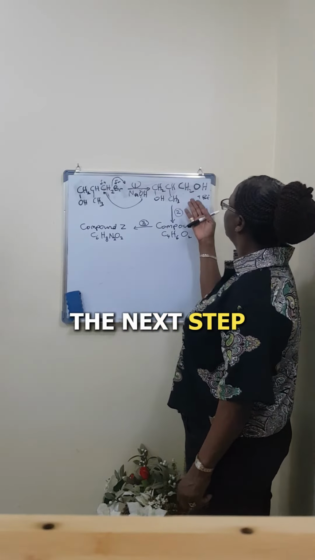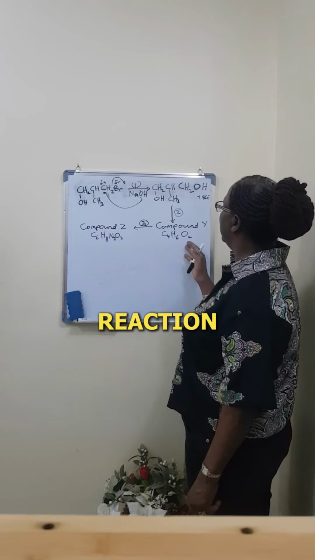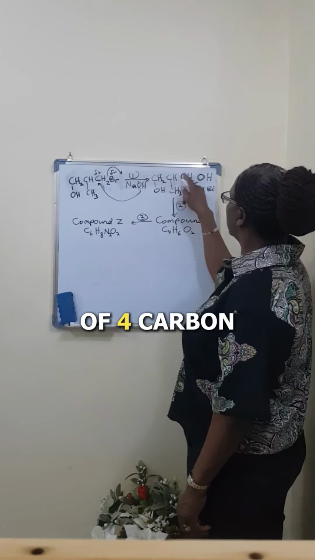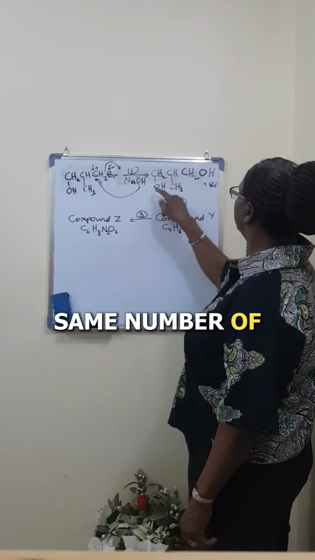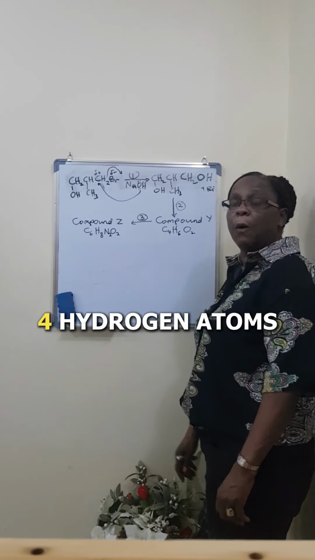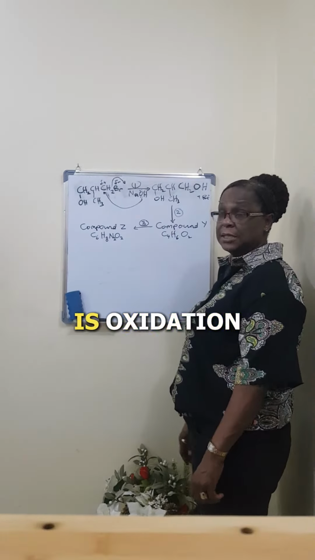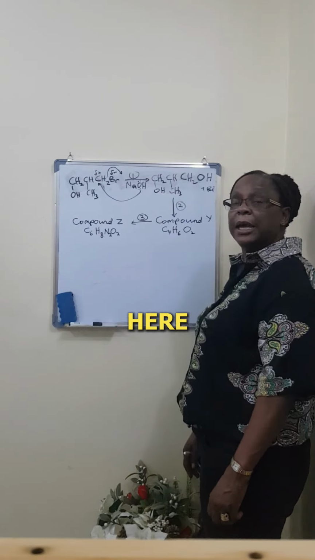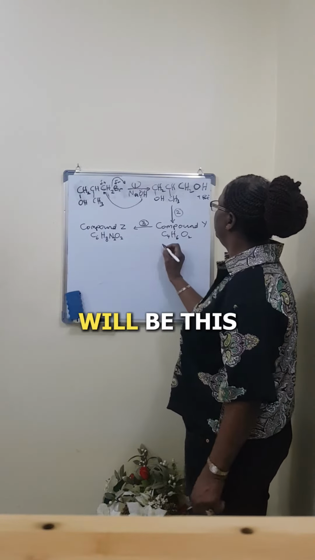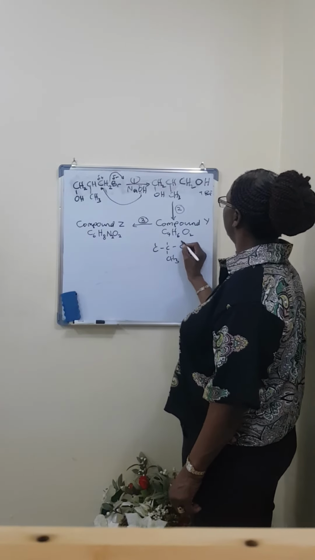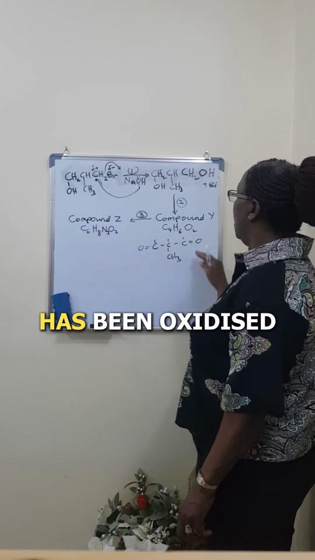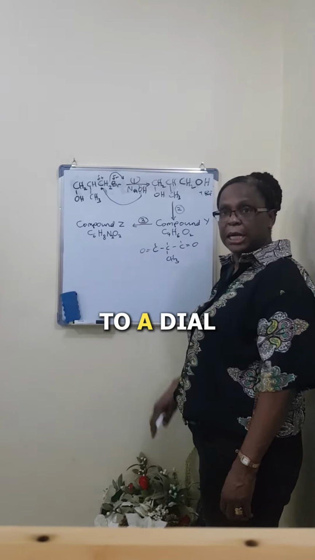So the next step, from the product of the first reaction, gives you a compound called Y. Look, it has the same number of 4 carbon atoms. It has the same number of oxygen atoms. However, the hydrogen is different. Look, it has lost 4 hydrogen atoms. Loss of hydrogen is oxidation. So your condition here, you will need sodium or potassium dichromate, and your product will be this. Your diol has been oxidized to a dialdehyde.